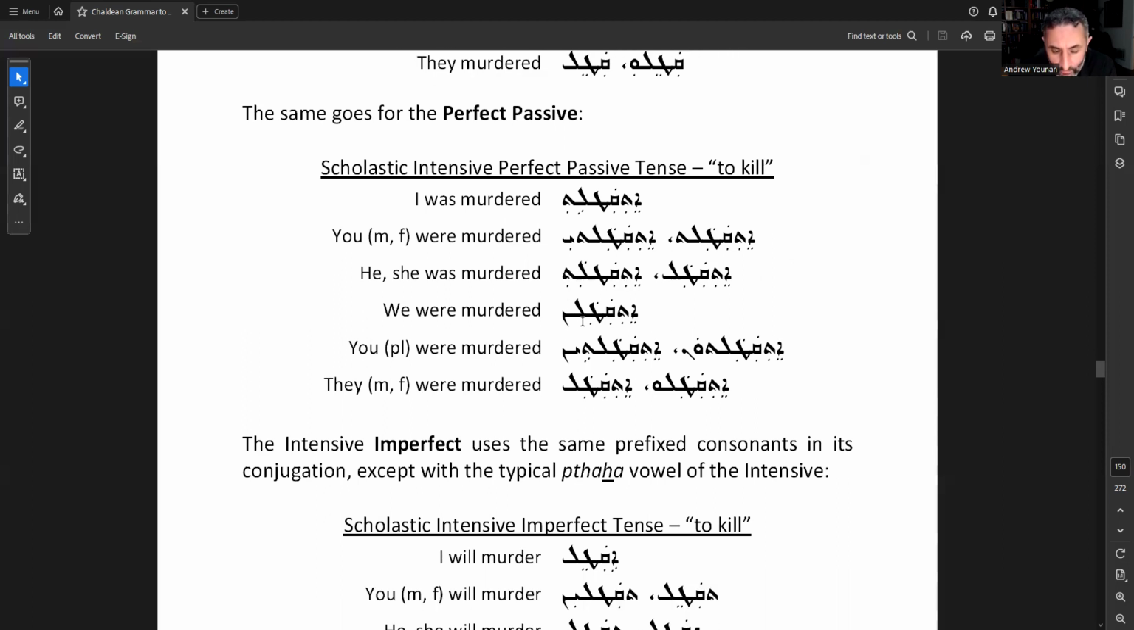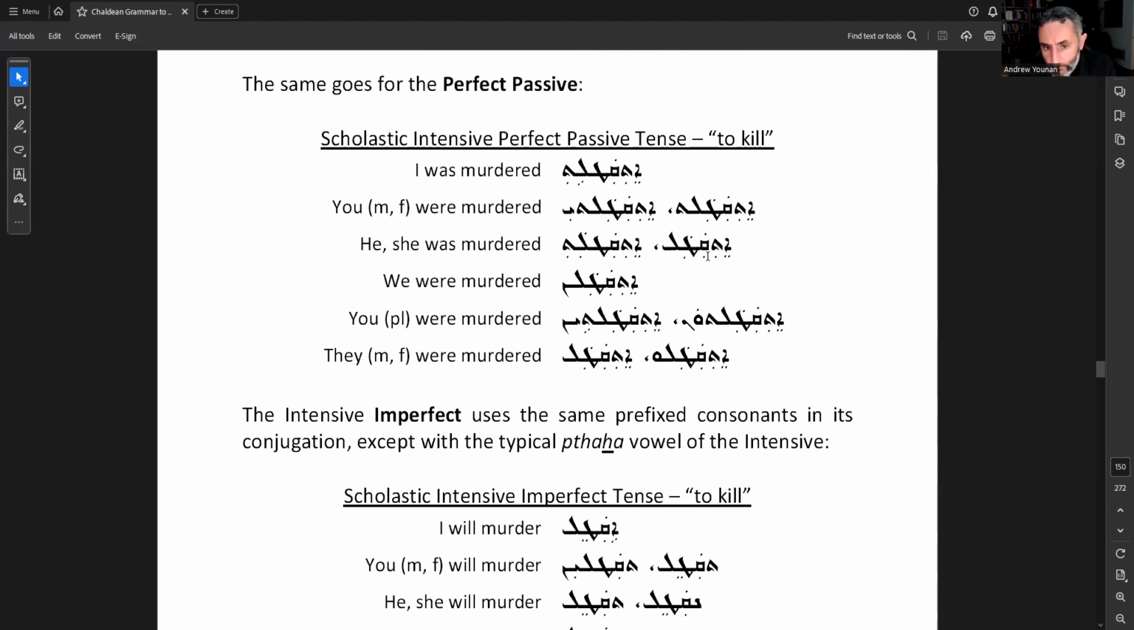Ith qattaln, we were murdered. Ith qattalton. Ith qattaltin. Ith qattal. Ith qattal. You already know this, just vowels have moved. And those vowels moving in those few cases just very slightly change the meaning to something more intensive.